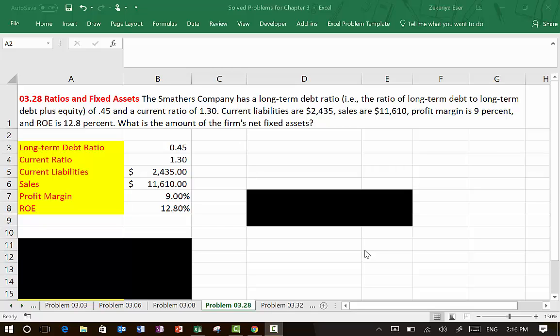This problem is somewhat of a puzzle. We are given the long-term debt ratio, which is defined as the ratio of long-term debt to the sum of long-term debt plus equity. That is 0.45, a current ratio, which is the ratio of current assets to current liabilities. We are given the values of current liabilities and sales. We know the profit margin and we know ROE. Given all this, we need to kind of hunt down the firm's net fixed assets.